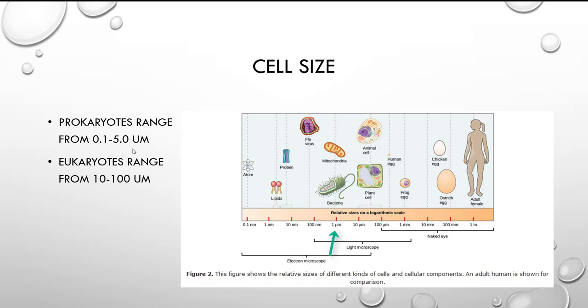It wouldn't let me for some reason in PowerPoint. So prokaryotes are about 0.1 to 5 micrometers. They're pretty small, okay? And then eukaryotes are larger than that. They can range anywhere from 10 to 100 micrometers, though we do have some outliers like the chicken egg. And you can see that even inside the eukaryotic cell, the mitochondria is larger than or about the same size as a prokaryotic cell, a bacterium. So eukaryotic cells are larger than prokaryotic cells.